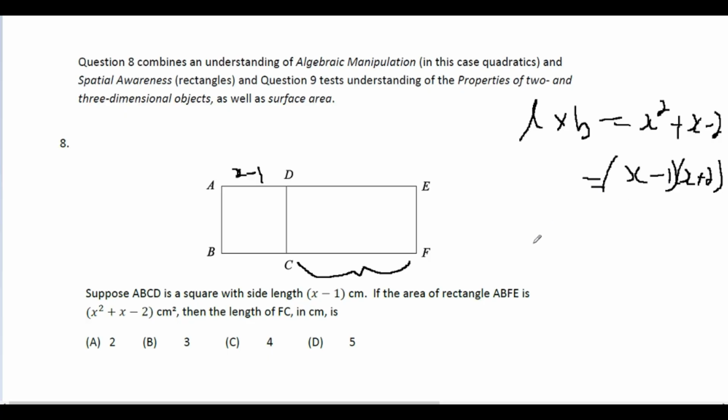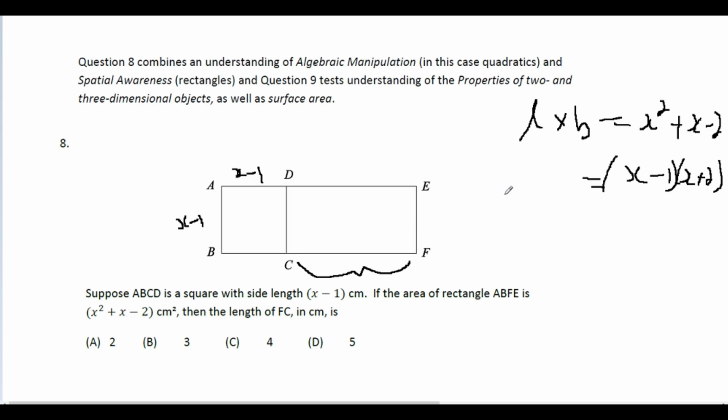Okay, so that's what happened when we factorize. And our length times our breadth, we don't know what our length is. I think this is the length and this is breadth, but notice this is a square, so this side here is also x minus 1, right?